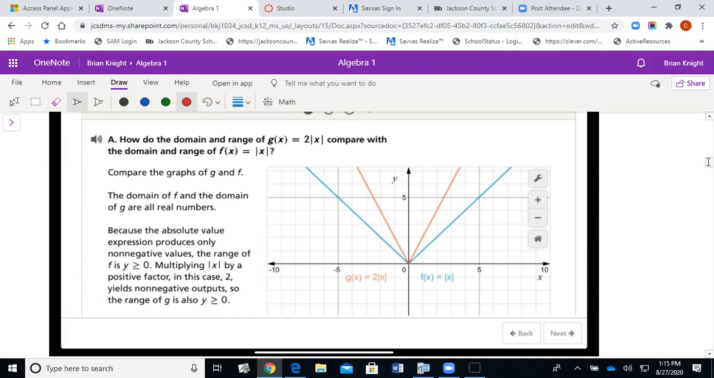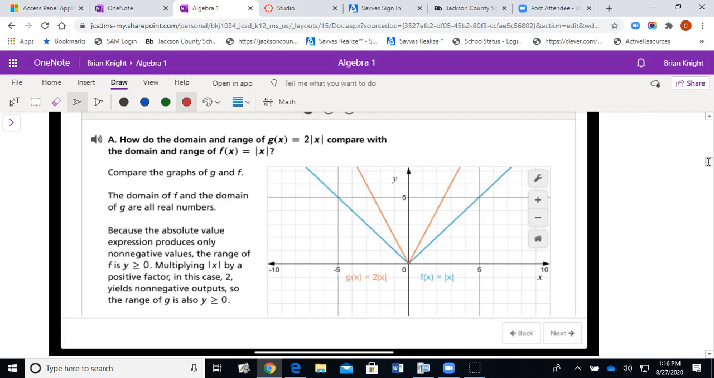Transformations, here we go. We've already talked about transformations, so this should be easy. How do the domain and range of g of x equals 2 times the absolute value of x compare with the domain and range of f of x equals the absolute value of x? So, where is the 2? On the outside. So what's that going to do to my graph? Vertical stretch. It's vertical because it's outside, and it's stretching because it's bigger than 1.